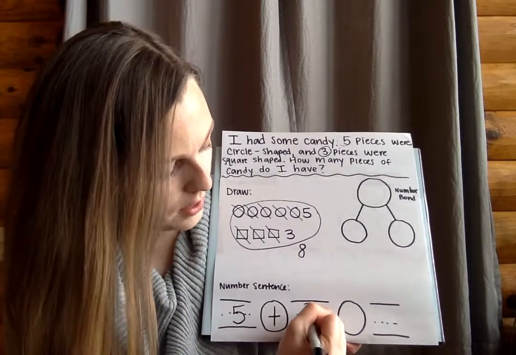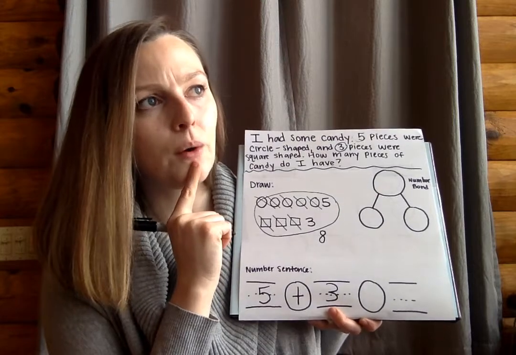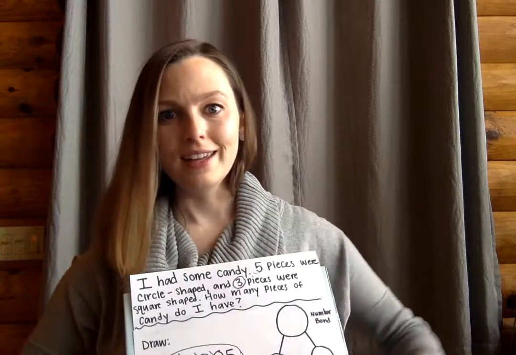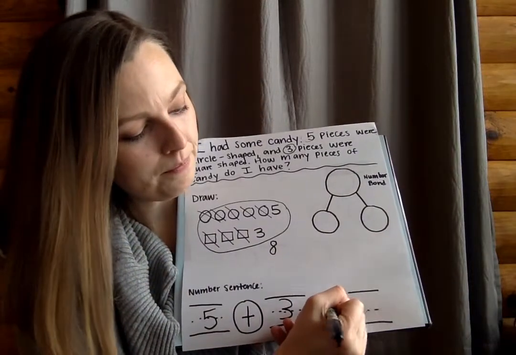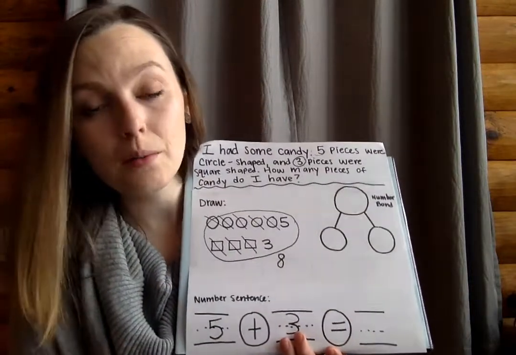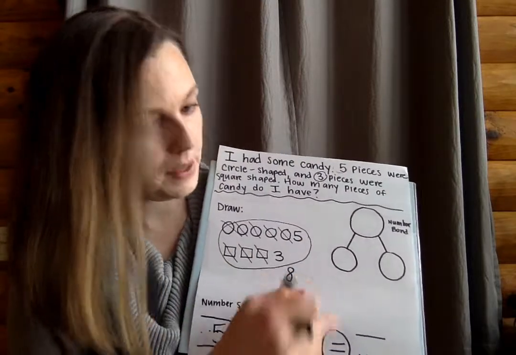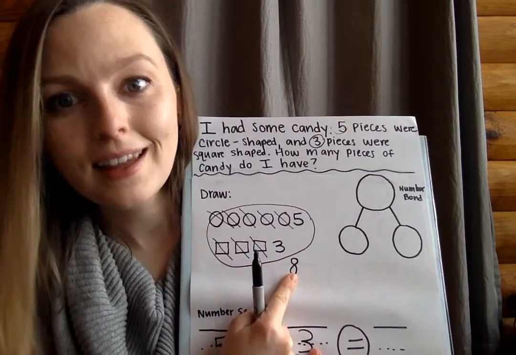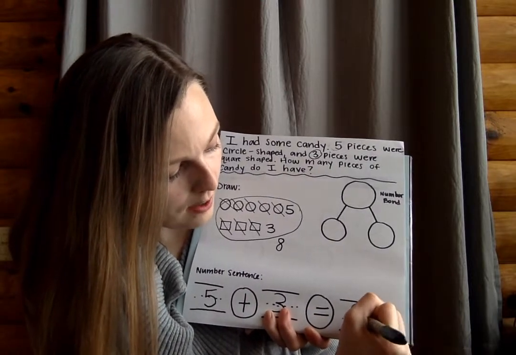Good. 5 plus 3. What's that symbol that we use to show how many all together? Show me with your arms. It's the equal sign. We use the equal sign. All right, I'm going to put the equal sign here. And now we have to show how many we had all together. We already did that work. We counted how many pieces of candy we have all together, and that number was 8. Good job. It was 8. So I'm going to write an 8 here.